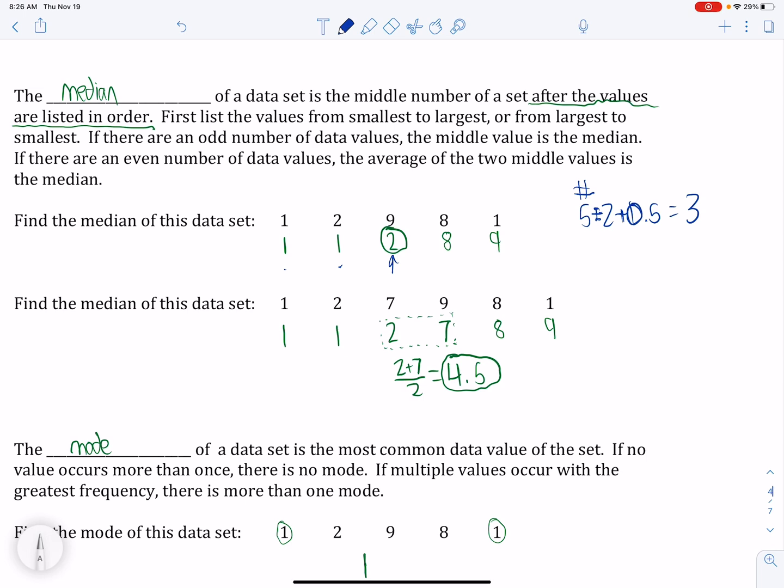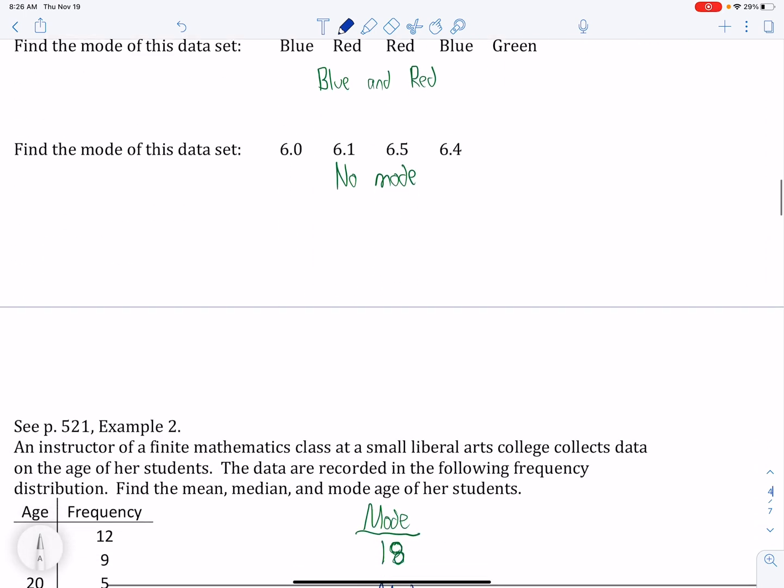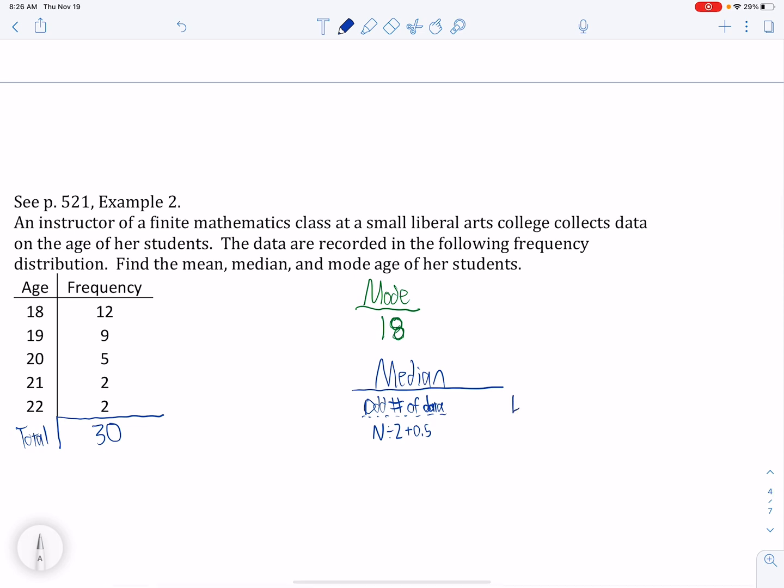We had 2. But if you've got an even number of data values, like we're going to have in this example, then it's a little bit different. Remember, when you have an even number of data values, you're going to take the average of two data values. The first data value you're going to use is the number of data values divided by 2. Then the second one is the number of data values divided by 2 plus 1.